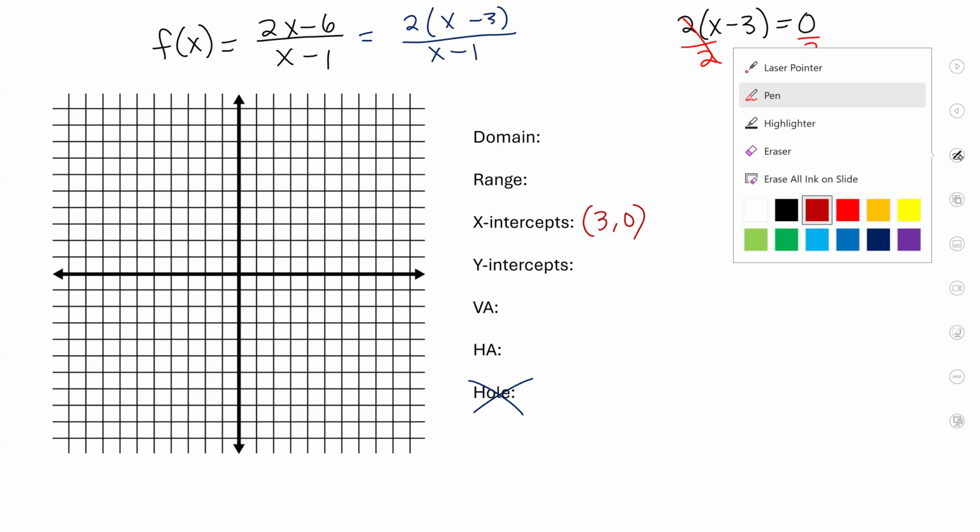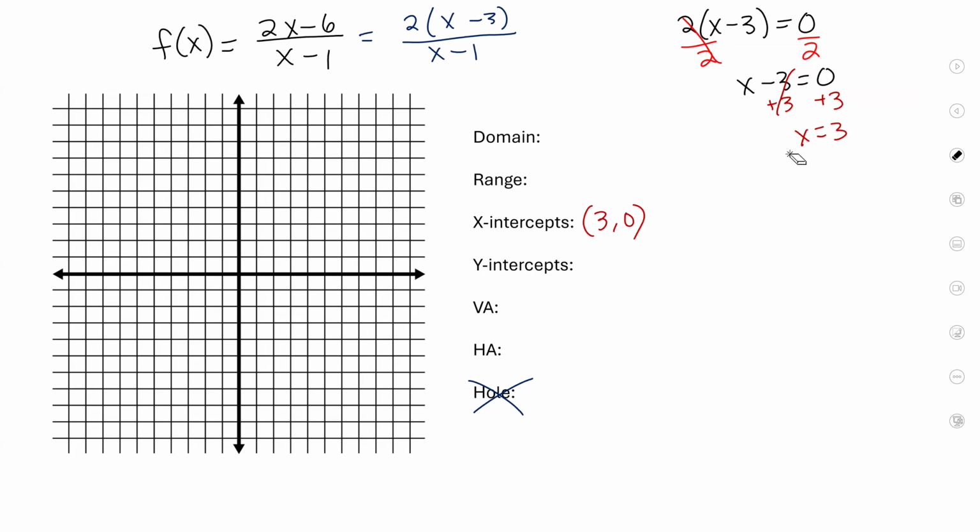Y-intercepts. I'm going to plug in zeros everywhere. So this is my original problem, or this is my simplified one. I can plug in zeros here. 0 minus 1, that's negative 1 in the denominator. 0 minus 3, that's negative 3, times 2 is a negative 6. This simplifies to just 6. So my y-intercept is at 0, 6. Vertical asymptote. You set the denominator equal to 0. Well, let me replace these back with some x's.